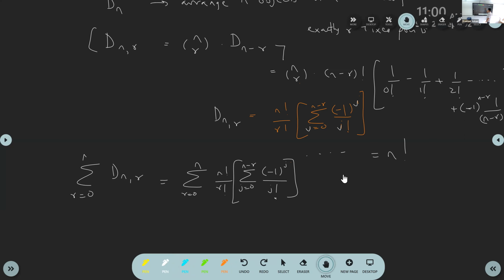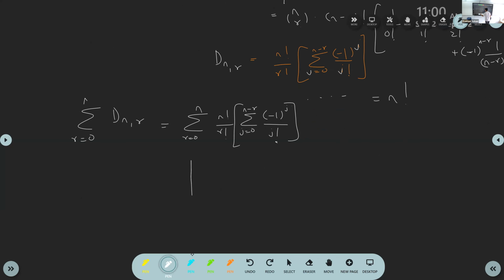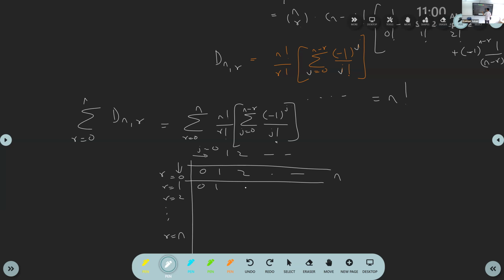So we can visualize this as a two-dimensional grid. I can draw this as a grid where on the vertical axis I have r. So r is going from 0 all the way up to n. And for each value of r in the horizontal direction, I'm summing j. So j goes from 0, 1, 2, etc. When r is 0, I am going to sum all the way from 0, 1, 2 up to n. When r is 1, I am going to sum to n minus 1. And like that, it's a triangular pattern, you see. The last term, when r is equal to n, there is only one term inside. So this triangular region is what we are trying to sum.